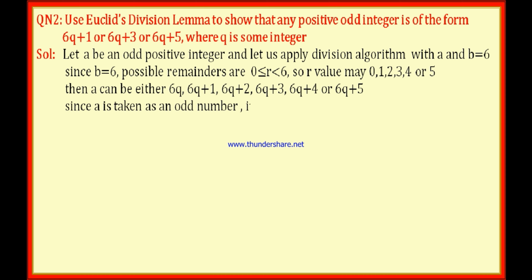Here, what is given? a is an odd positive integer. Since a is an odd positive integer, it should not be divisible by 2. But 6q is divisible by 2.